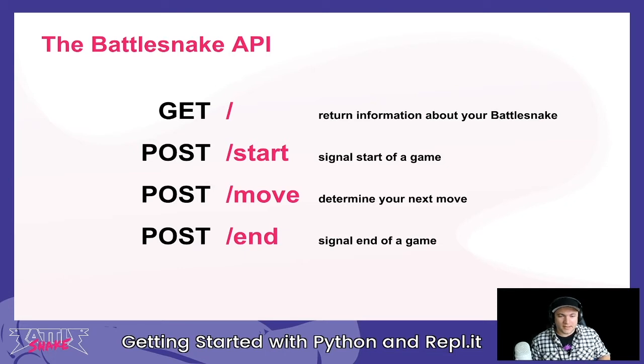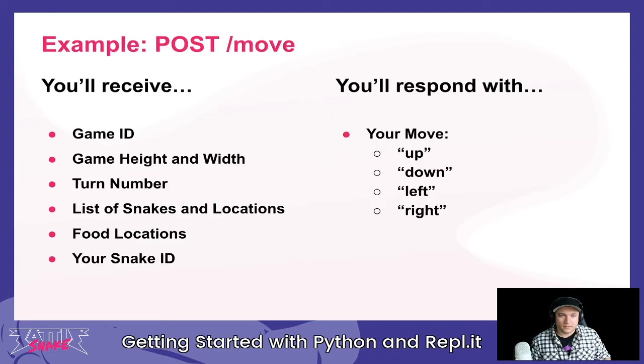And then there's the end game, the post/end command. This just signals the end of the game. So if you want to know how well you did, if you want to know the reason you were eliminated, that's the one to listen to, as well as deallocate any resources on your end. So I'm not going to dig into the technical details for every command, but we are going to look a little bit at the move command because I think it's the most important one.